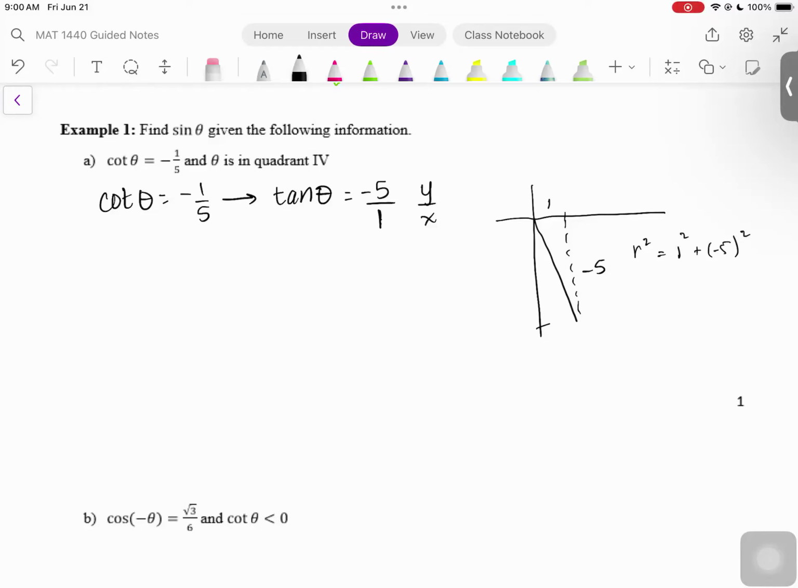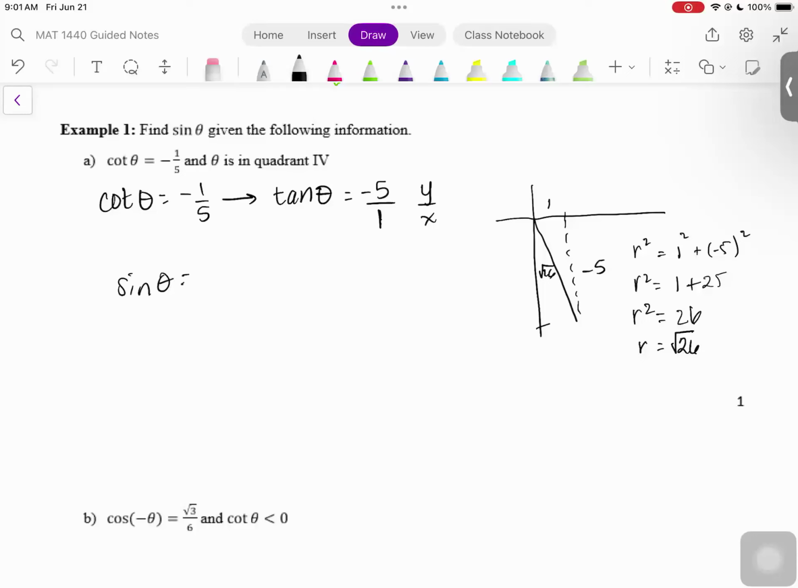Squaring both legs and then adding those, r squared, or you can write hypotenuse squared. It doesn't make any difference. You can do c squared if you're used to that version of the Pythagorean theorem. But really what we are looking for is the length of that hypotenuse. It's going to be 1 plus 25, so r squared is equal to 26. And then we're going to take the square root of both sides. And r is always going to be that positive value since it's representing the length of that hypotenuse. So r is equal to the square root of 26.